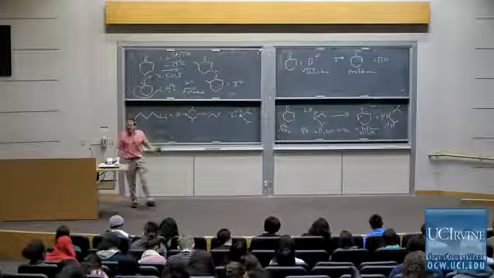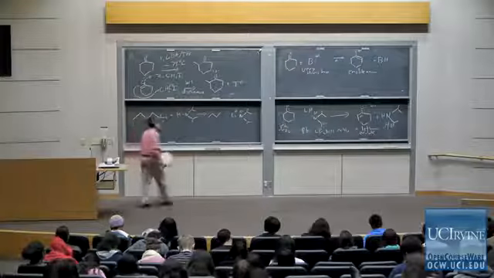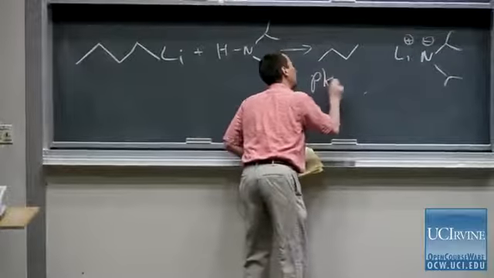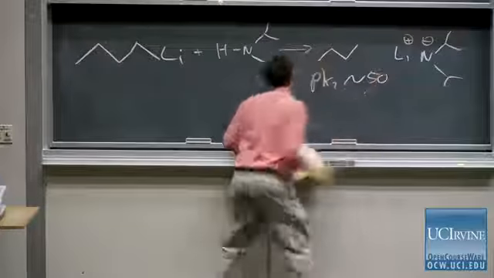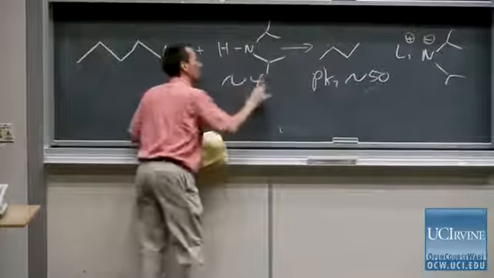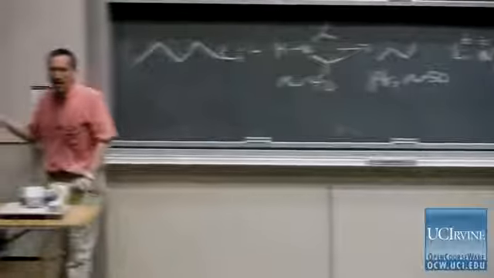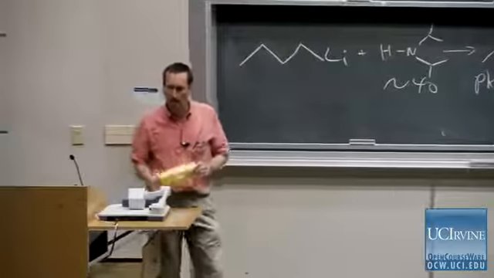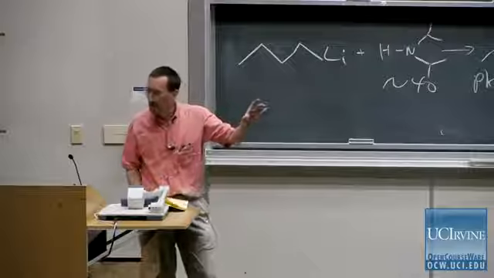N-butyllithium is very, very strongly basic. The pKa of an alkane is about 50. The pKa of diisopropylamine, we already said, is 40. That equilibrium lies way, way to the right.